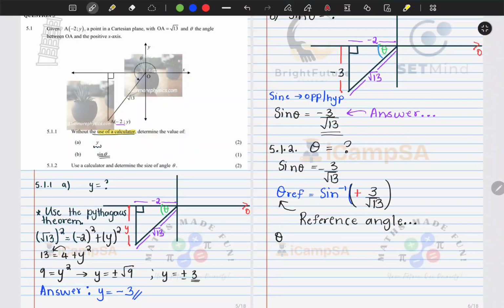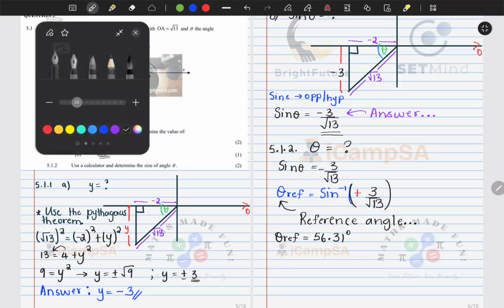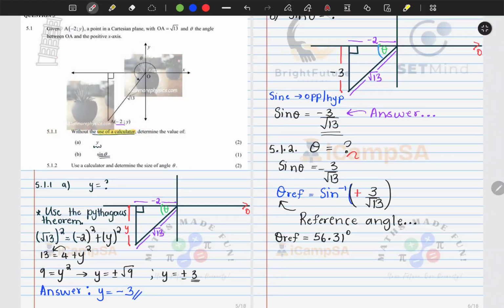So if you go and use your calculator, you'll find your theta ref as 56.31 degrees. Let me just confirm. Yep, that is what I find as my reference angle. But note that if you observe carefully, your sign is negative. In this case, we are aware that it is the third quadrant.